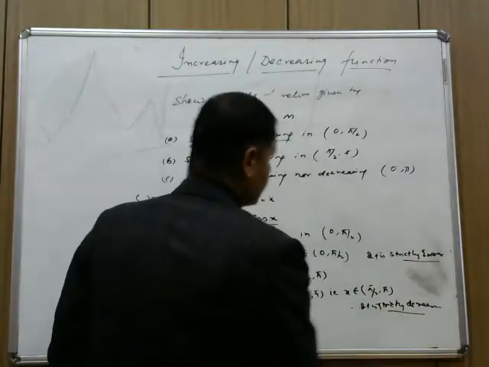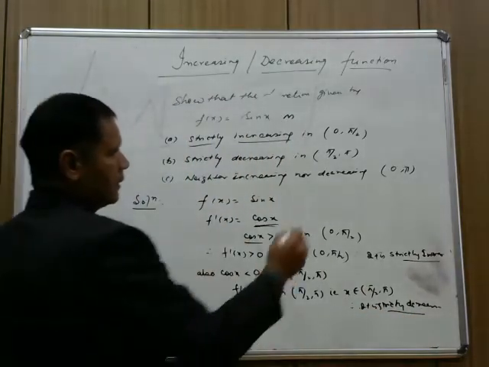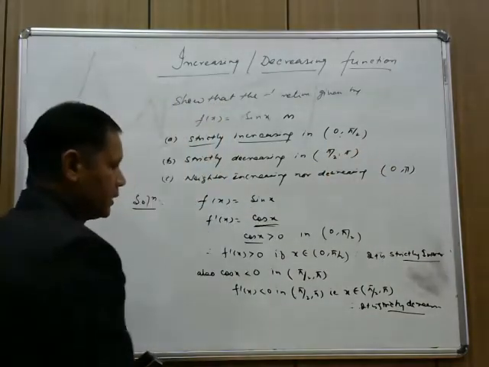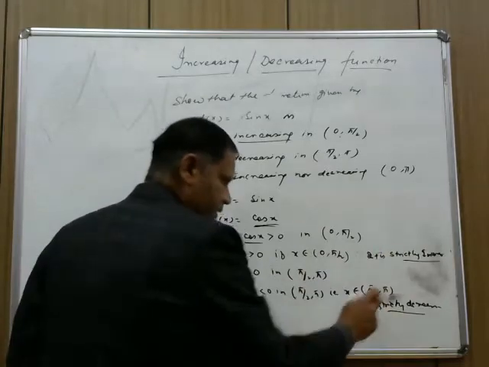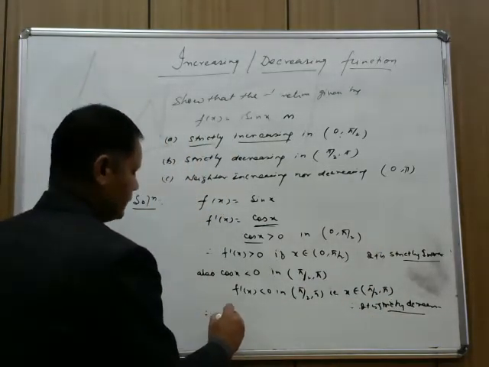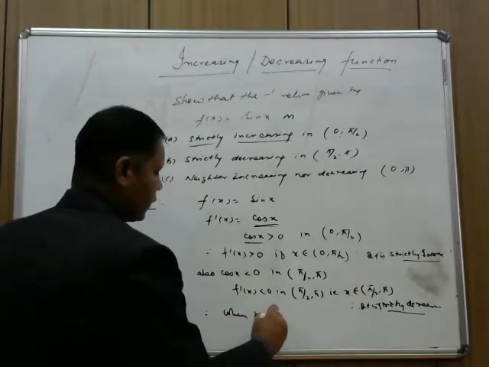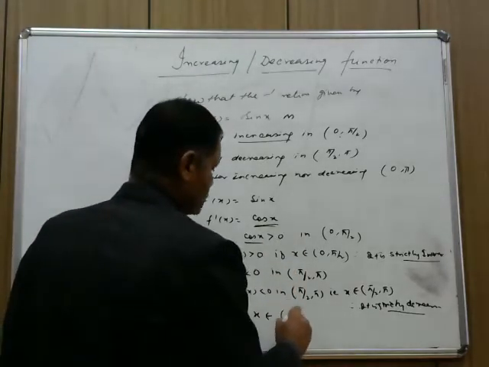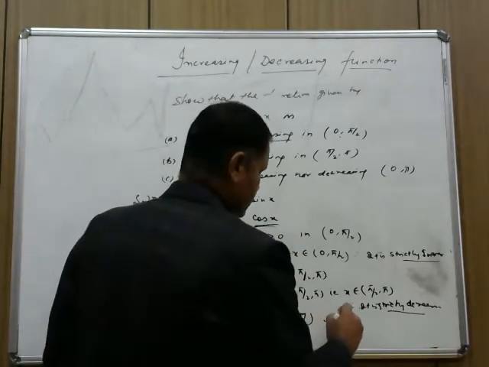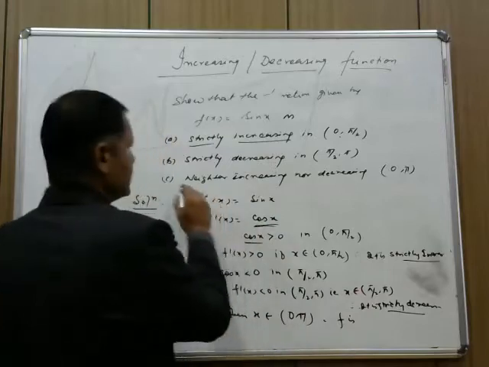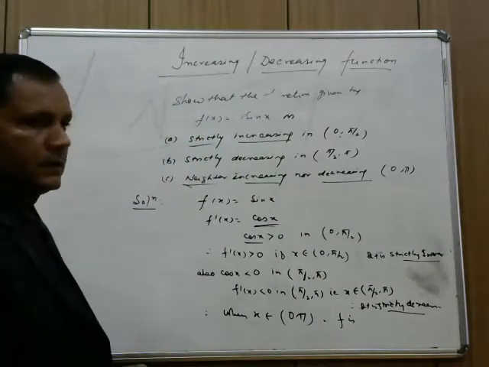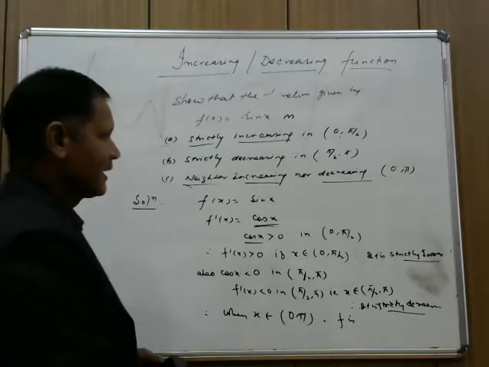And now tell me, in between 0 to pi by 2 it is increasing, and pi by 2 to pi it is decreasing. When I see the whole interval 0 to pi, it is both increasing and decreasing. That's why when x belongs to the interval 0 to pi, the given function f is neither increasing nor decreasing, right?